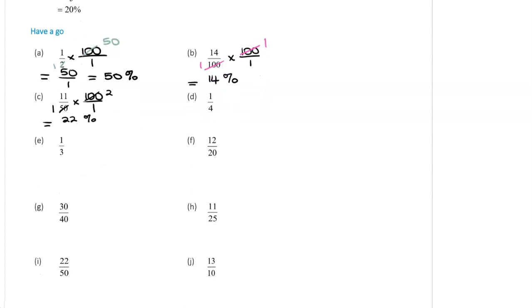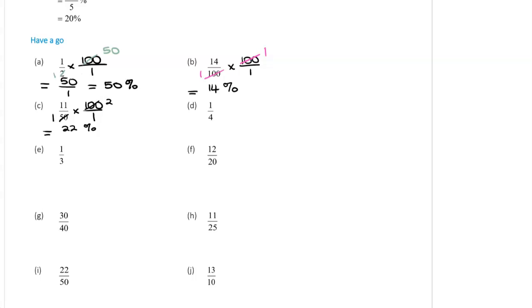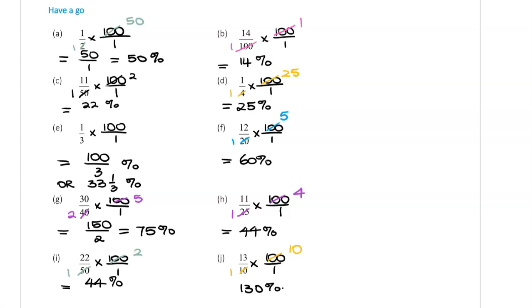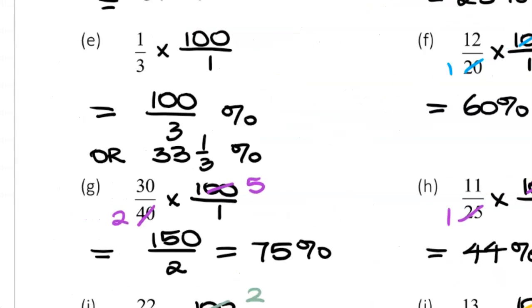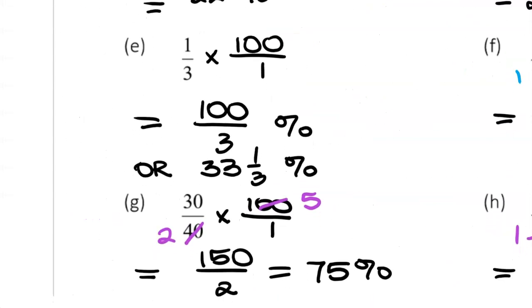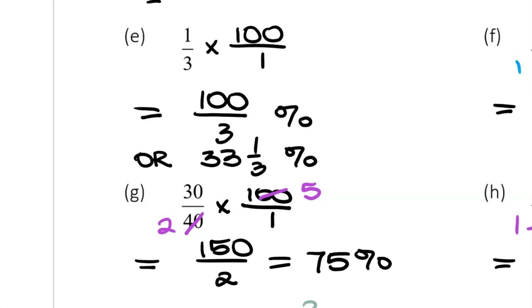Okay, I'd like you to have a go at the ones that we've got remaining, and I'll put the answers up in just a moment. Okay, they weren't too bad for me. I just wanted to point out a couple that you might have found a bit tricky. Okay, let's look at E and G specifically here. So with E, we didn't have anything to cancel off in this fraction here, and that's okay. So we're just going to multiply the numerator and the denominator, so we get 100 over 3%.